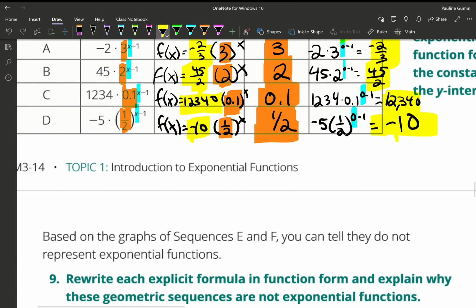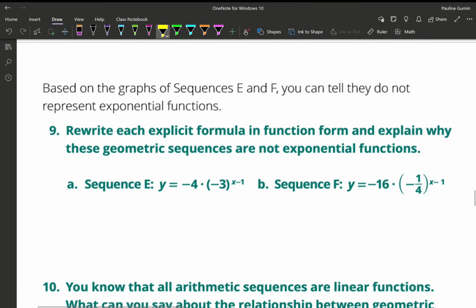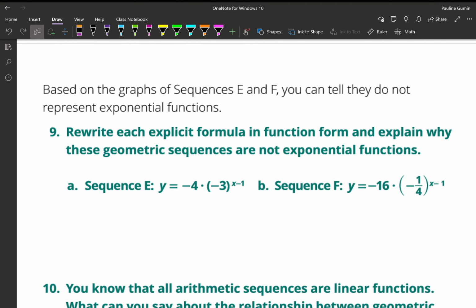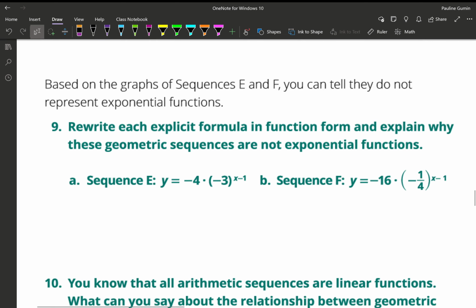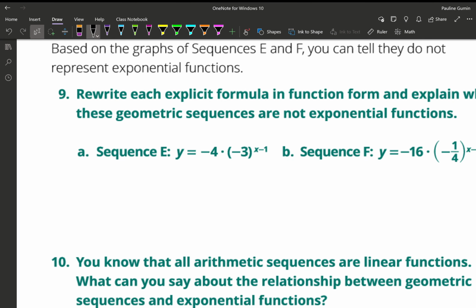Okay. Now, on the graphs of sequence E and F in yesterday's lesson, we could tell that they were not functions. Now, we will practice rewriting explicit formulas in function form and using that to show that the geometric sequences are not exponential functions. So first, let's turn these into that specific function form.